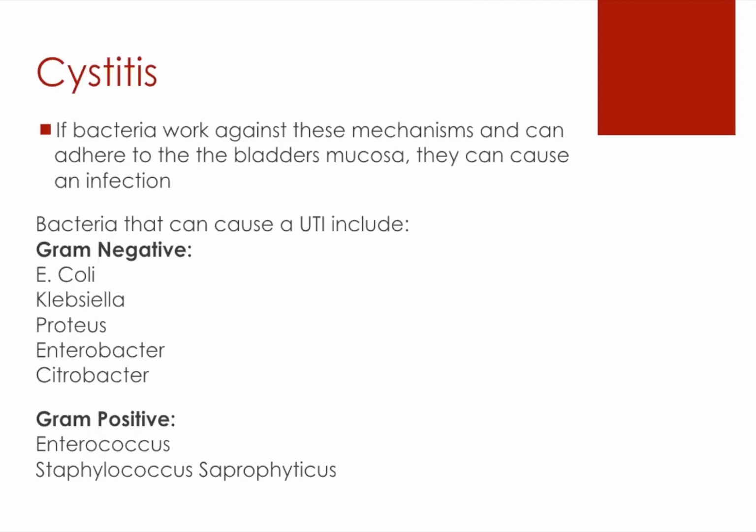Other organisms are Klebsiella, Proteus, in particular Proteus mirabilis. And I want you to remember this organism as well, because some options that we use to treat a UTI will not cover Proteus. And this can be an indication that Proteus is causing the infection, as well as Enterobacter, Citrobacter, and Enterococcus.